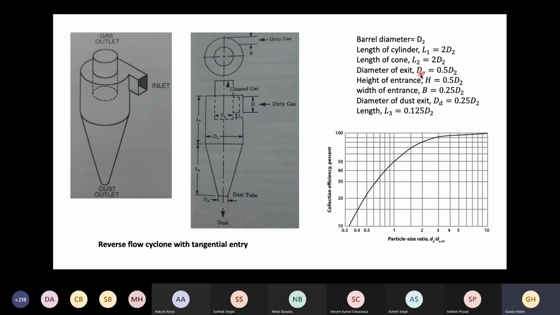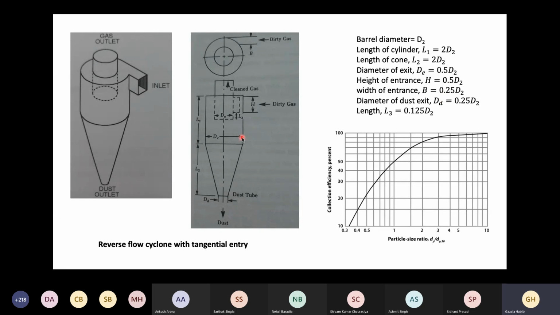DE, which is the diameter of exit from where the clean gas goes out, is 0.5 D2. The height of the entrance, from where the gas goes inside the cyclone and goes through the spiral or vortex motion in the downward and upward direction, is 0.5 D2. The width of the entrance is 0.25 D2.